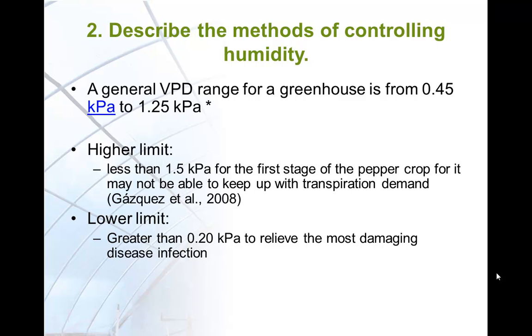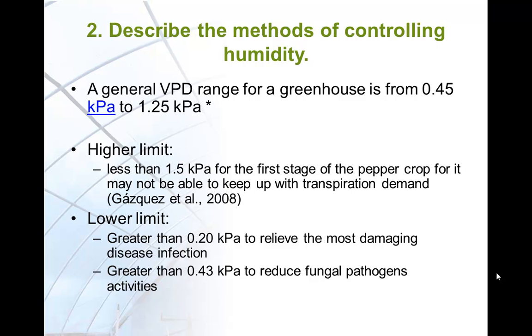And for the lower limit, as the vapor pressure deficit reduces, there's a greater risk of disease. Research found that greater than 0.20 kilopascal is important to relieve the most damaging disease infections. At a higher vapor pressure deficit, it can reduce fungal pathogen activities at 0.43 kilopascal. So we look at the lower limit and we look at the higher limit, and that concludes a range of a VPD target for general crop production. Again, each crop will have a different VPD range.